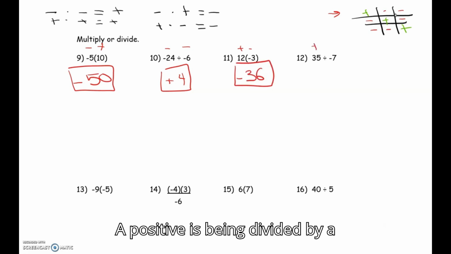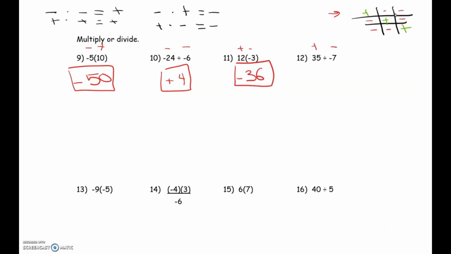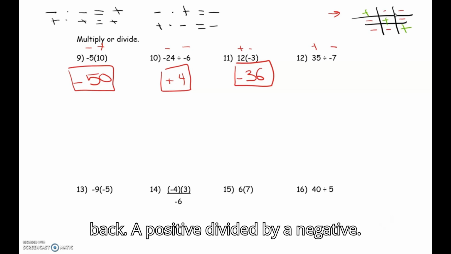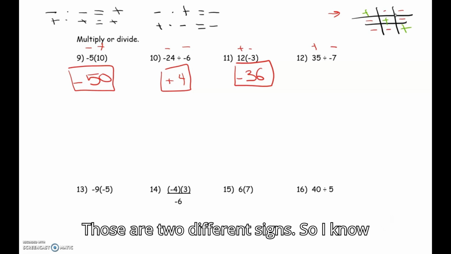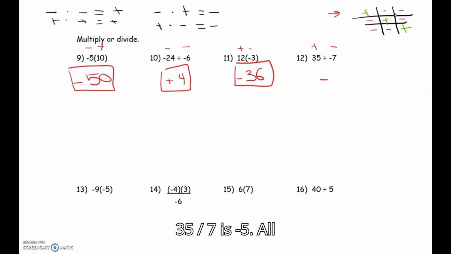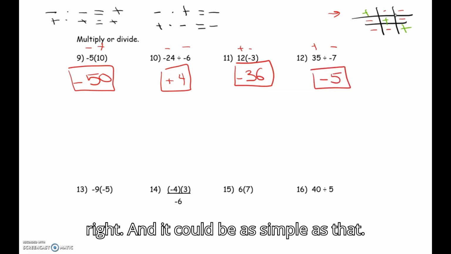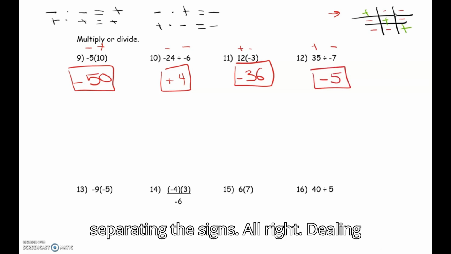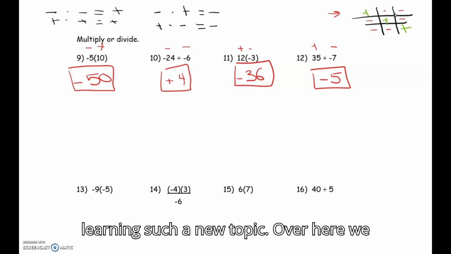Question 12. A positive is being divided by a negative. 35 divided by negative 7. Well, let's think back. A positive divided by a negative. Those are two different signs, so I know my quotient is going to be a negative. 35 divided by 7 is 5, so the answer is negative 5. It could be as simple as that, separating the numbers and separating the signs. Dealing with one at a time is easier when you're learning such a new topic.